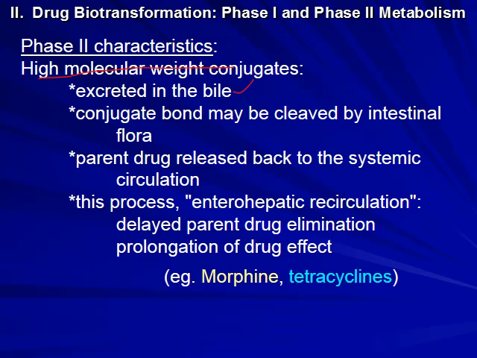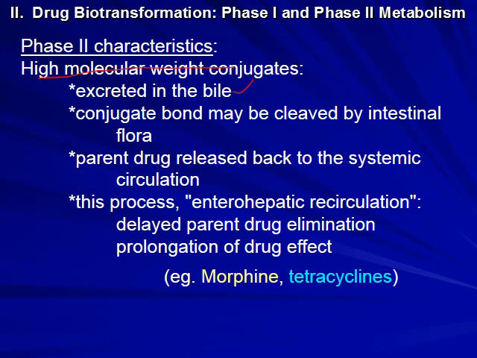Now, this concept of enterohepatic recirculation is worth mentioning in passing. This is going to apply to drugs which are generally high molecular weight conjugates that have been excreted into the bile. And the bile flows into which organ? Flows into the large intestine, feces, right? And so the bile is going to get there, and when it gets there, it's going to contain the drug that's been dumped into it.